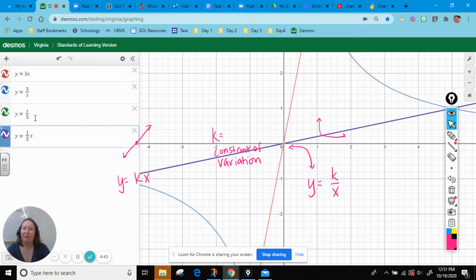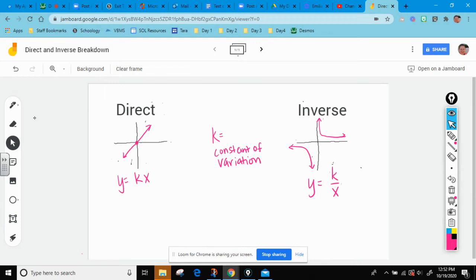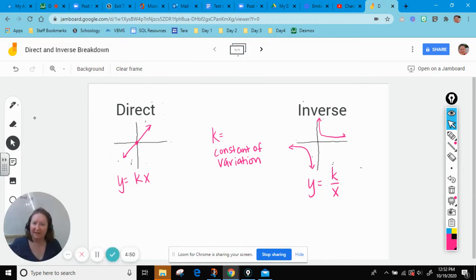Desmos will graph it for you, and then you'll know, oh okay, that's what kind that is. All right, so now going back to this, we've got our two graphs and we've got our two equations. And then sometimes you'll also be given a table of values. When you are given a table of values, you are going to test those values.